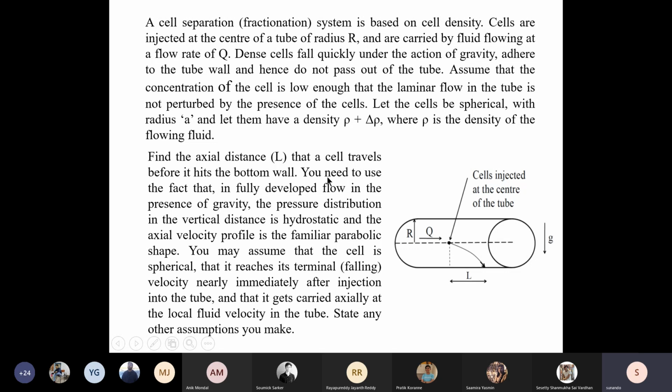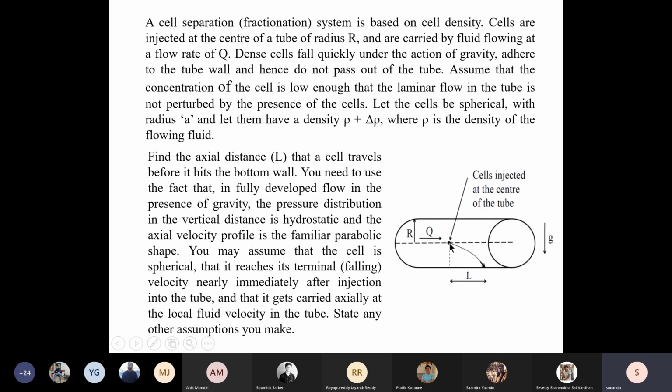We have to use certain physical principles, facts that in fully developed flow, in presence of gravity, the pressure distribution in the vertical distance is hydrostatic. So over here, the variation of pressure in the r direction is simply going to be hydrostatic. And the actual velocity profile, since it's laminar, is going to be parabolic. We have to assume that the cell is spherical, that we have already discussed. It reaches its terminal velocity. This is very important.